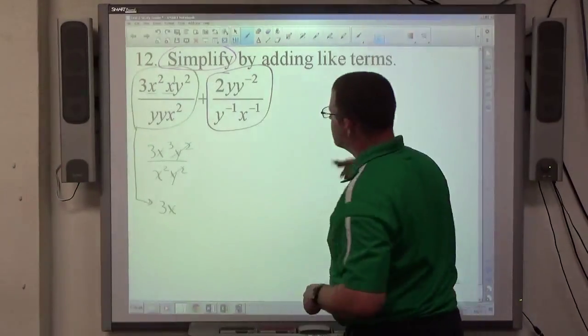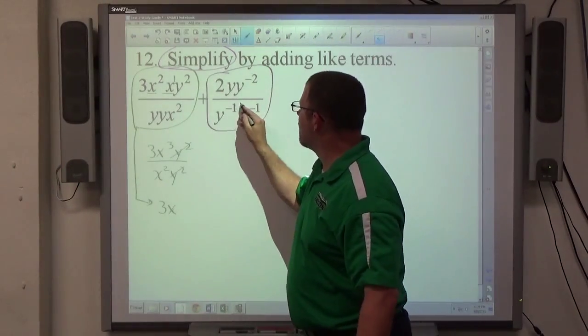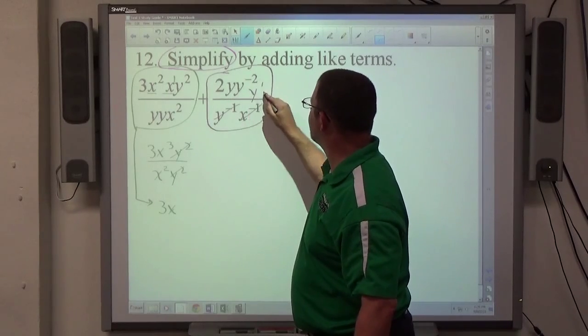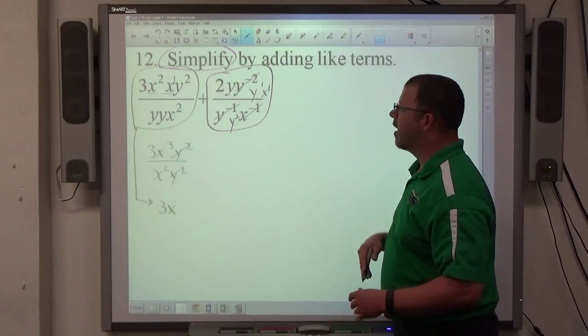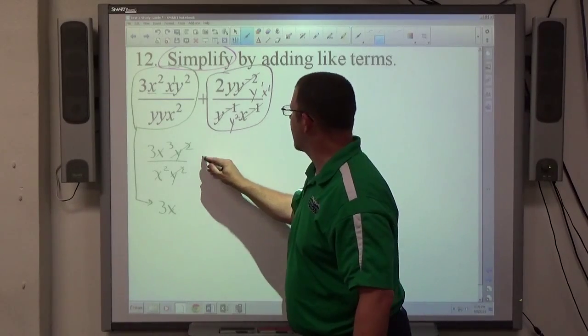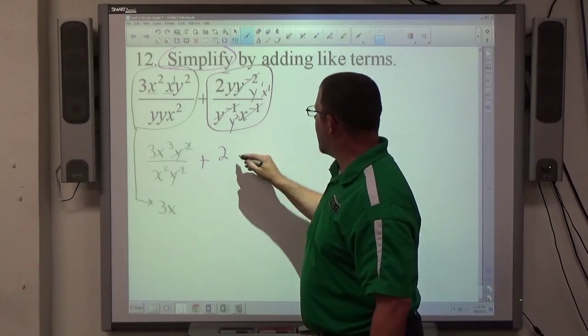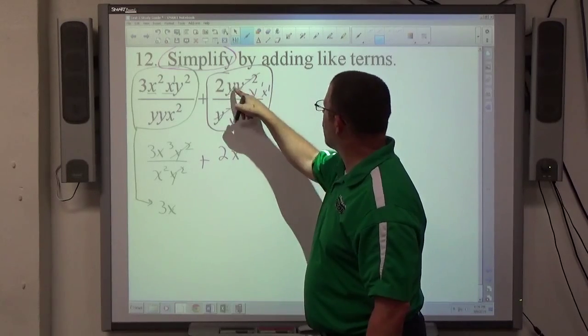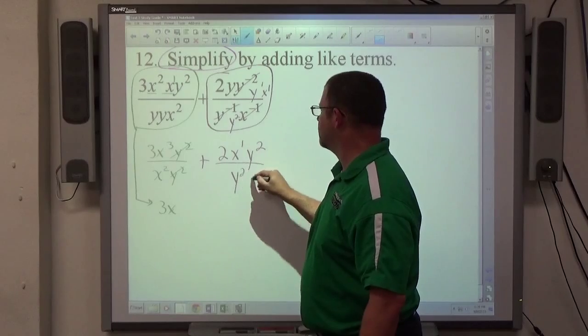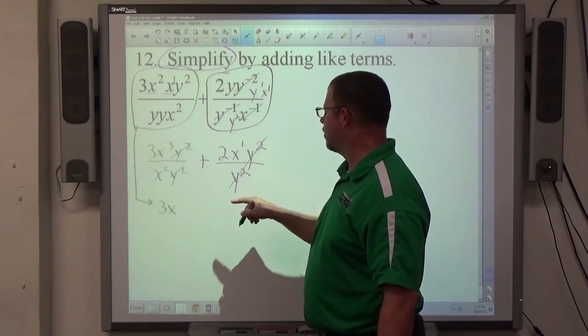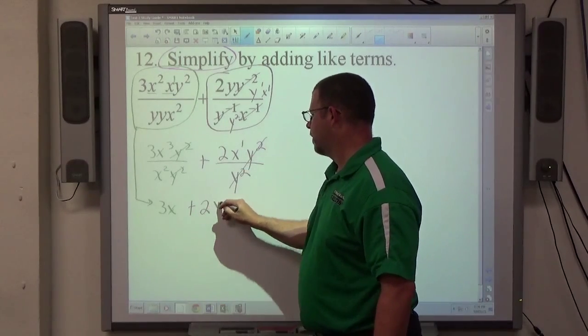The second term, I got some negative powers first. I might move the y to the first up, the x to the first up, and the y squared down, kind of there. And then deal with the too many y's situation. So I got plus 2. I've got an x on top, which is behaving itself. I've got y, which is y squared on top. And I've got a y squared on bottom. Y squareds cancel, leaving me with plus 2x.